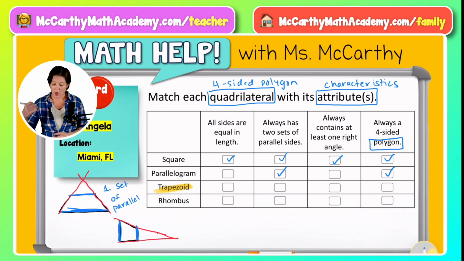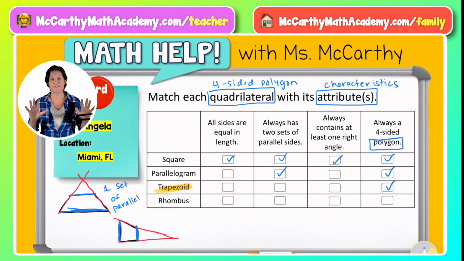Does a trapezoid always contain at least one right angle? It could, but it doesn't have to. So we can move on, and it is a four-sided polygon. Gotta be closed, gotta be straight, three or more sides, it has four, and a flat plane shape, yes. So the only one that applies here is the last column.